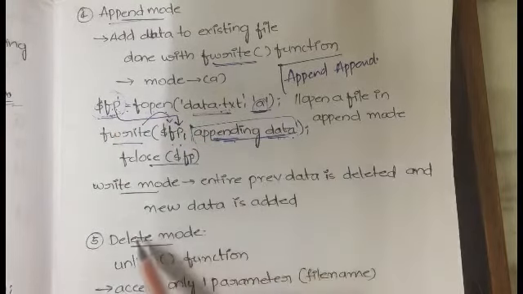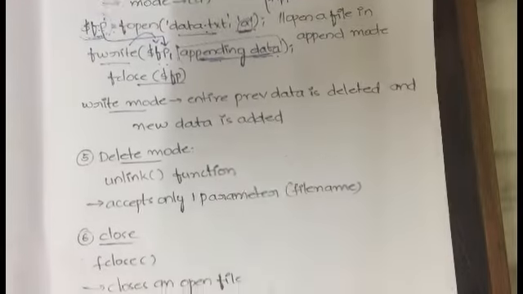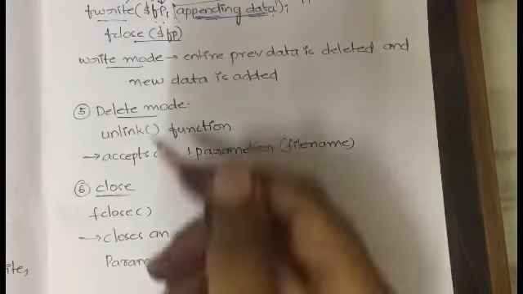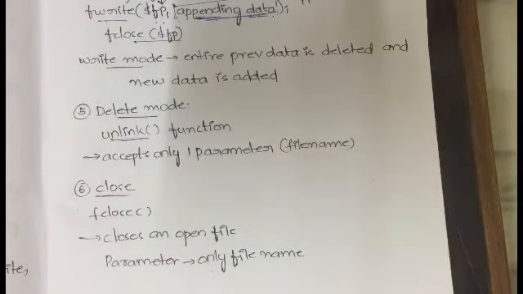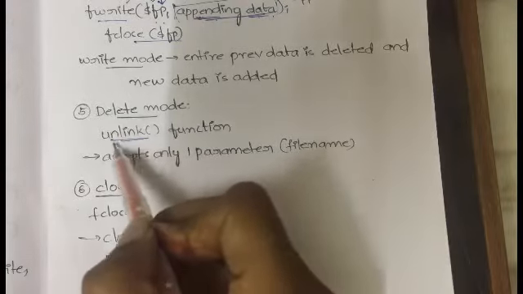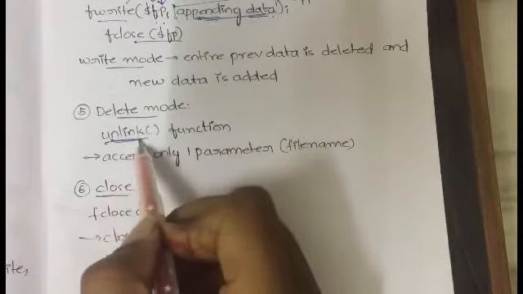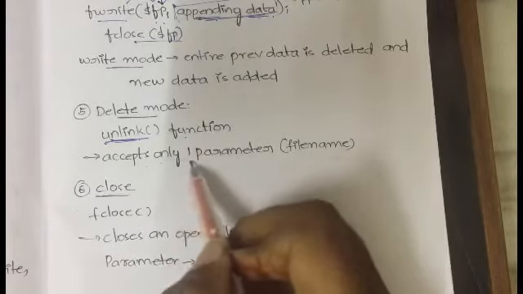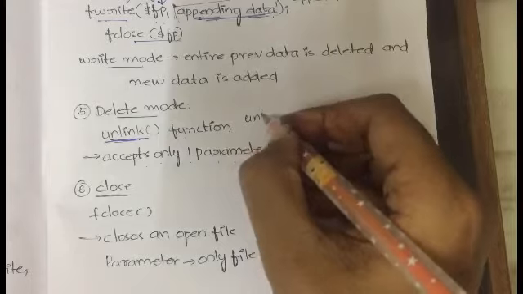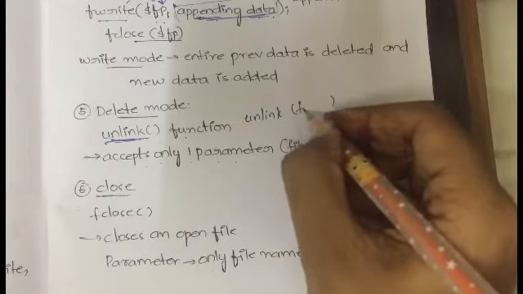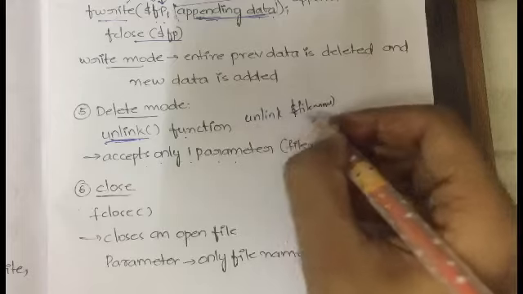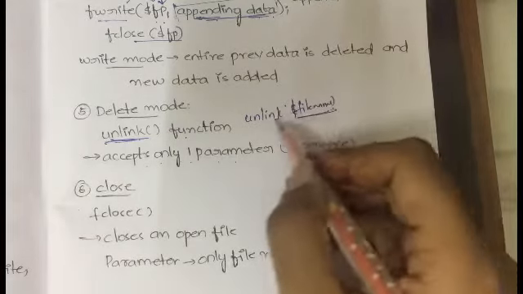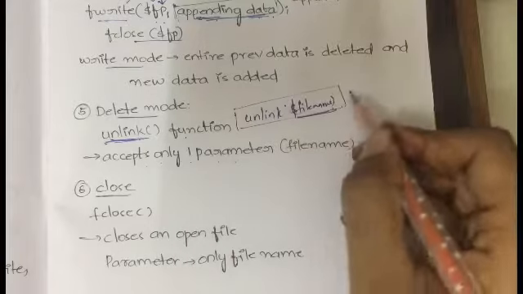Next we have delete mode. In order to delete a file, we use a function called unlink. Normally for the other modes, for read mode or write mode, we just used fopen, fread, fwrite, fclose and so on, right? But here you will use a different one, unlink. The unlink function is used to delete a particular file. It accepts only one parameter, that is the file name. You should give only the file name as the parameter, and this function will delete the file.